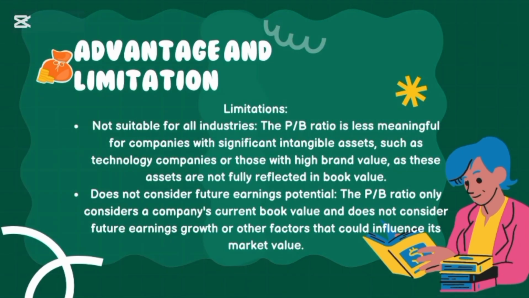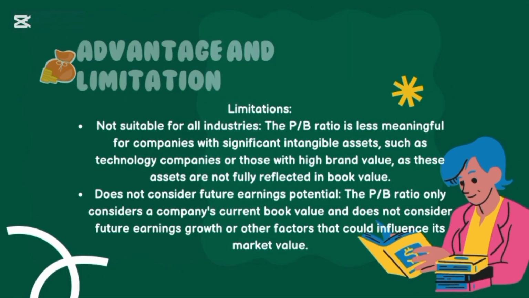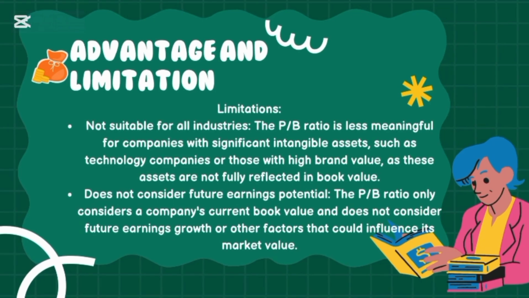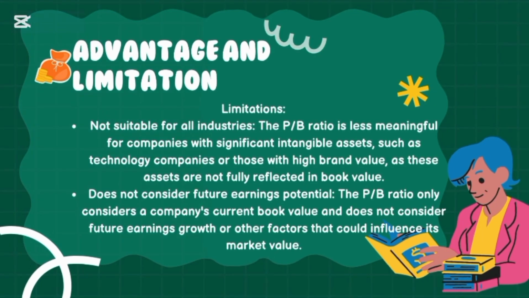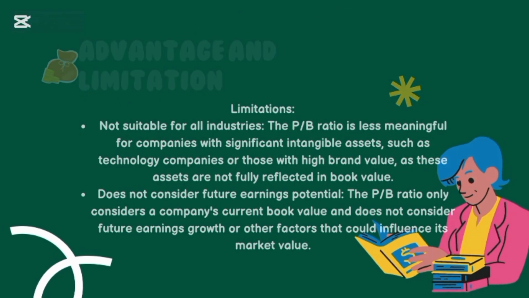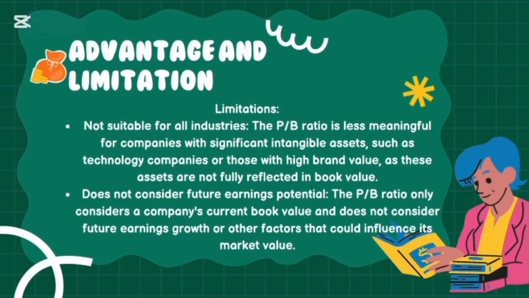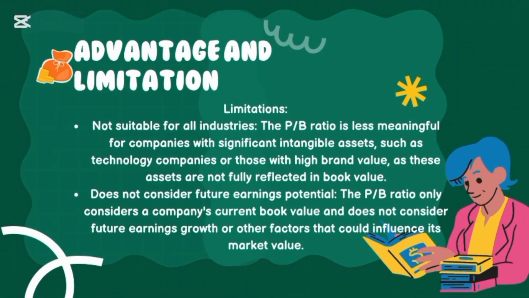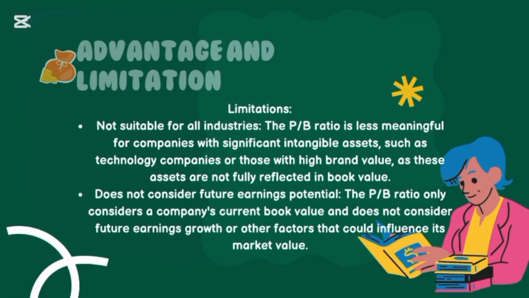The second limitation is that it does not consider future earnings potential. We do not consider the income that the company may earn in the future. The PB ratio only considers a company's current book value, and does not consider future earnings, growth, or other factors that could influence its market value.